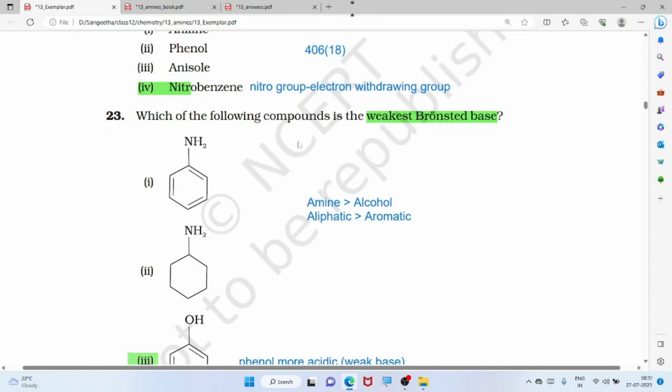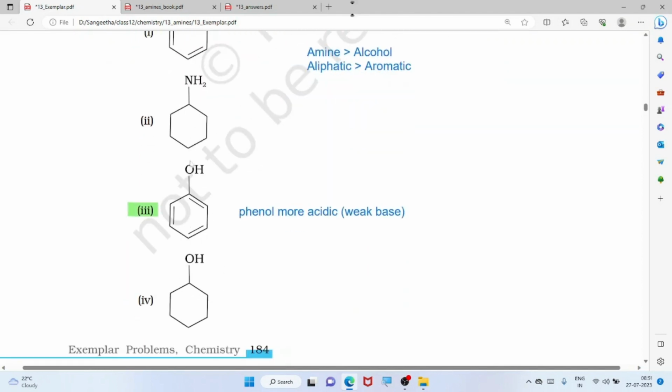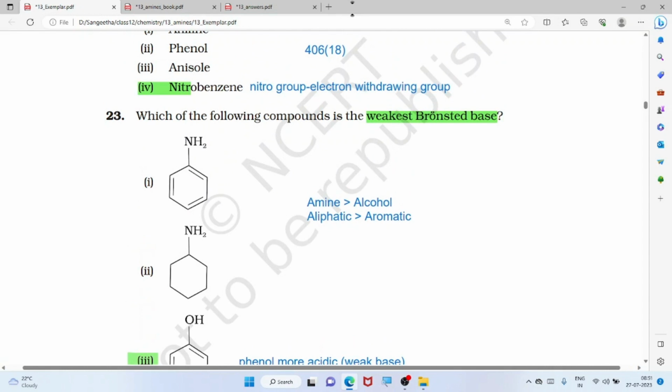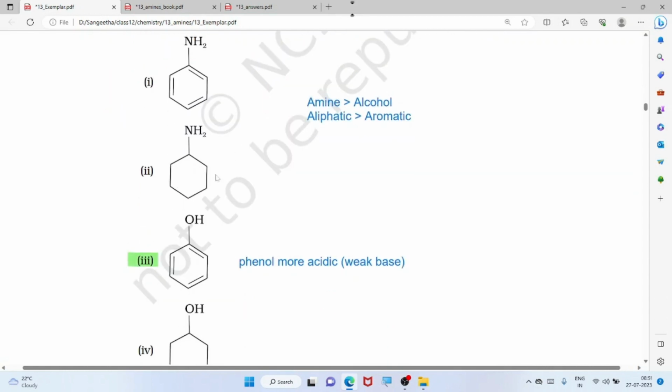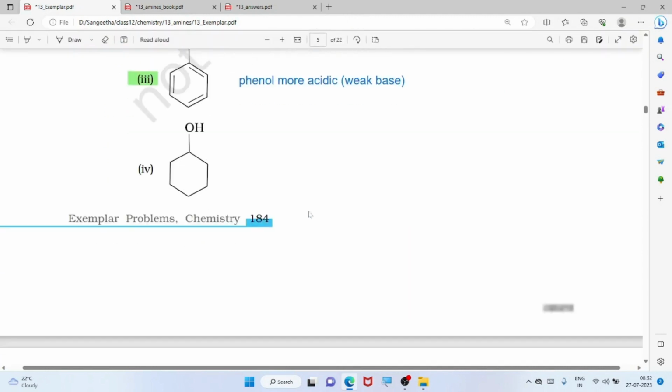Which of the following compounds is the weakest base? Okay, weakest base. So here aliphatic is a stronger base than aromatic. Okay, these are all aliphatic. They are asking what is the weakest. So aliphatic is greater than the aromatic. Within the aromatic, this amine is a stronger base than the alcohol. So they are asking the weak base. So that means this aromatic with alcohol is the weak base.